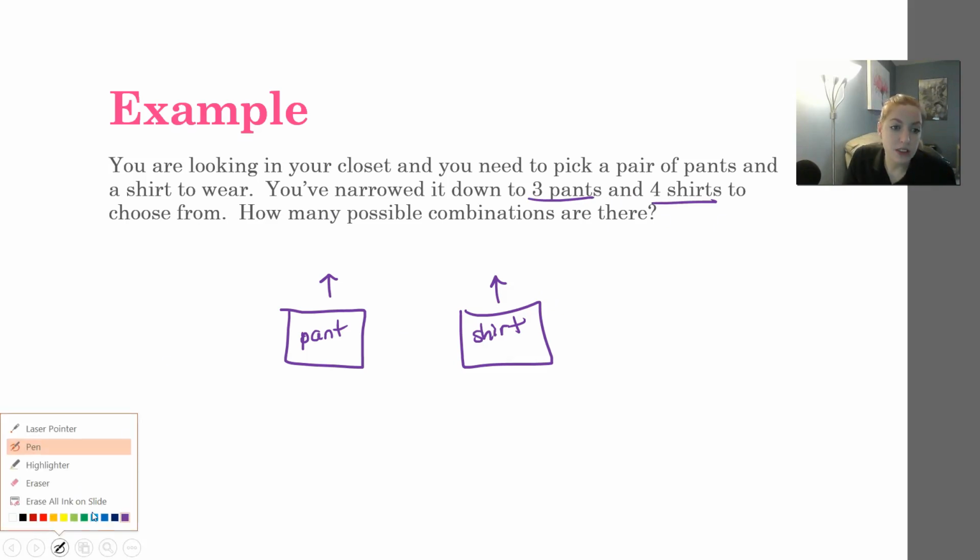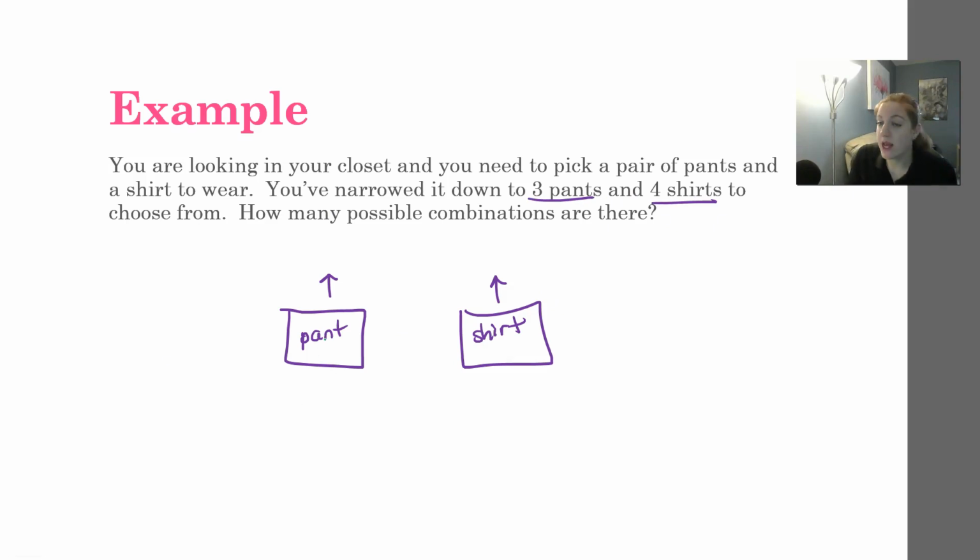So what we want to do is ask, how many options do I have for the first group of items, which is 3? And then how about the second group? We have 4. All I have to do is multiply those two numbers together. So 3 times 4 is going to get me 12. So I have 12 options or possible combinations.